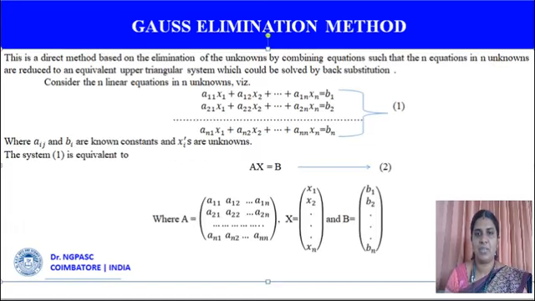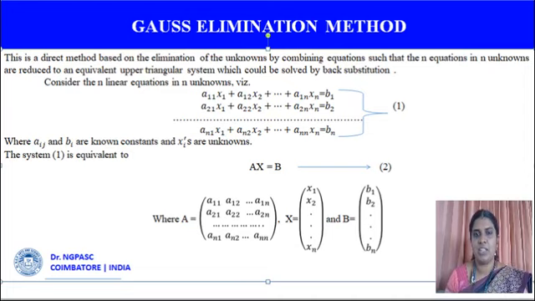So the first method is Gauss elimination method. This method is also known as direct method. So we'll have a combination of equations with many unknowns and constants, and these equations have to be rewritten in an augmented form, and we have to reduce the given matrix to an equivalent upper triangular matrix, and we have to use the back substitution method.